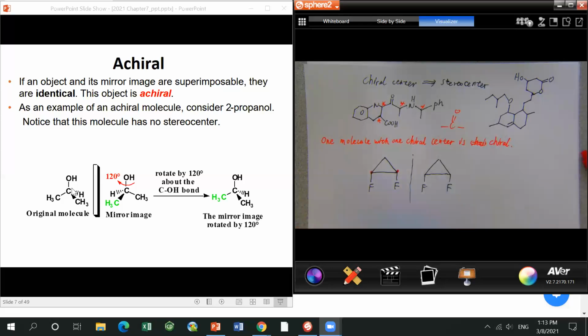Okay, so I'll give you guys another example, and another definition of achiral. Take 2-propanol. You can see there are no chiral centers.